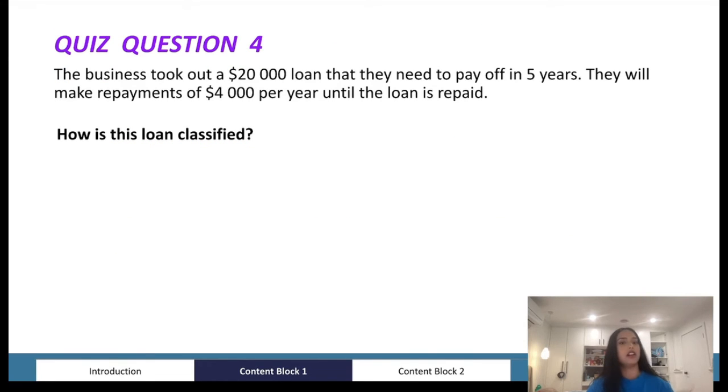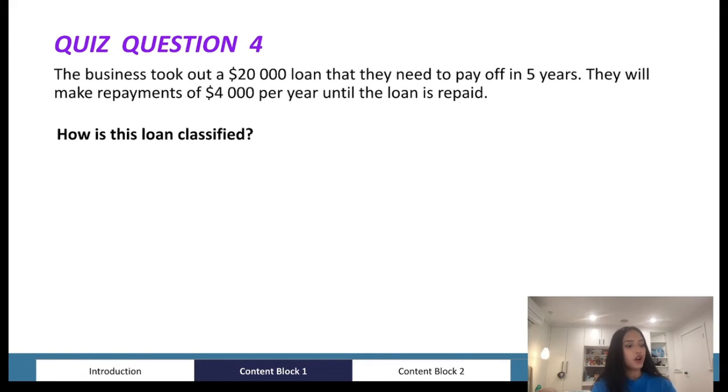Okay, so here's another quiz question. The business borrows $20,000 as a 5-year loan. For each of the 5 years of the loan, the business will pay $4,000 to the bank until it's repaid. How would this loan be classified, and which accounting element would the loan be? So that's what classified means. You just need to classify what accounting element it is. So you need to say the element, the definition, and link it back to the question.